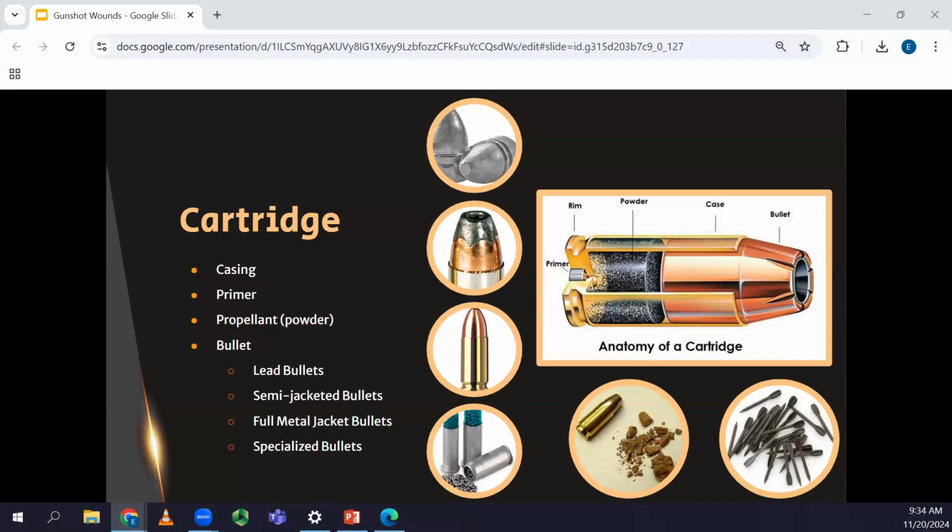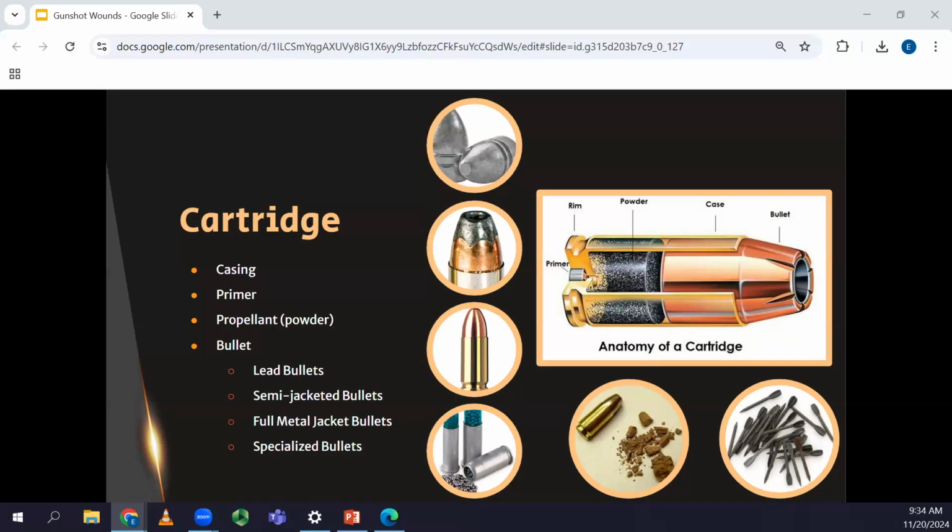Then you have the primer, which is a chemical that basically gets detonated. Like I mentioned before, it could be shock related or it could be impact related, but there are different ways of detonating a primer. The primer then ignites the gunpowder. And the gunpowder is what propels the bullet outside of the muzzle.